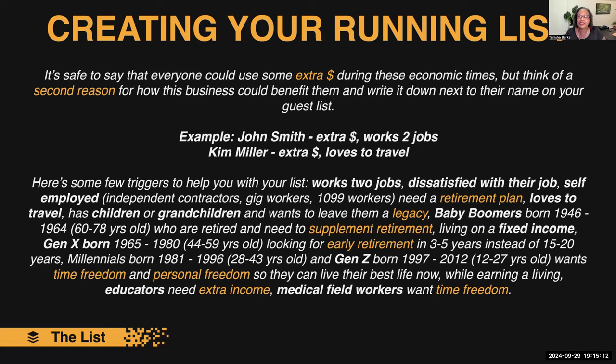Right? And think about this. There are people who may love what they do, but they hate the commute. Write their name down, right? There may be people who love what they do, but they really don't like their boss. They may love what they do, but they don't like how much they're getting paid to do it. They may love what they do, but they keep getting looked over for a promotion. And we hear those people all the time saying those things. Those are the people that you want to put on your list. And again, next to their name, you're going to put extra income, dissatisfied with their job.